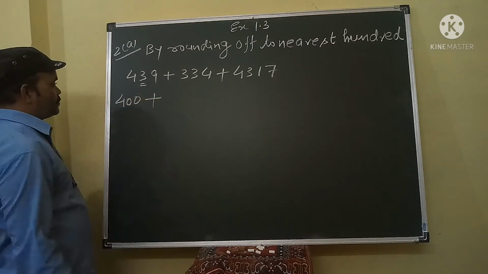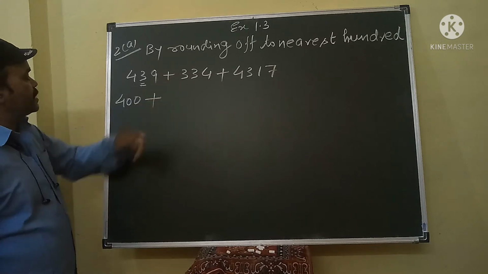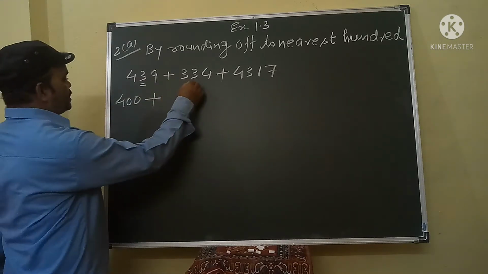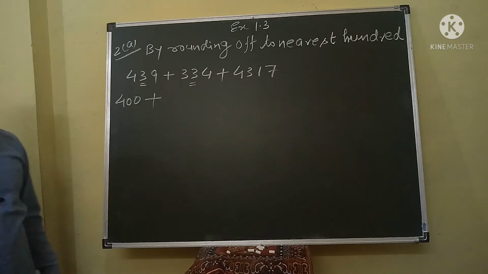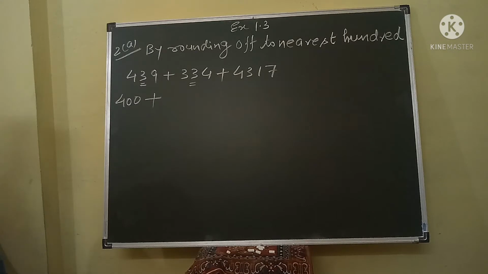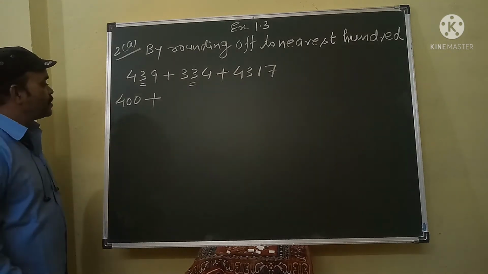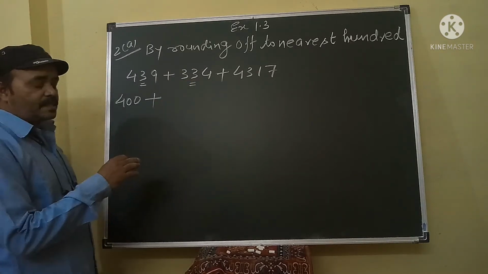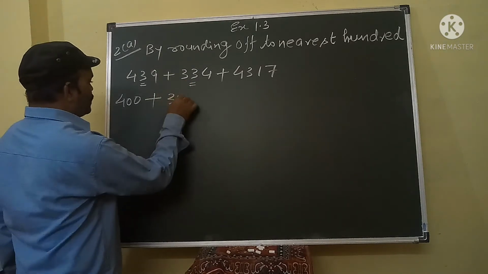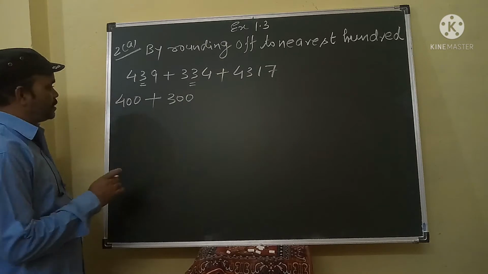Okay. Now in 334, the tens place value is 3, and 3 is less than 5. Therefore, rounding off 334 will be 300. Okay.